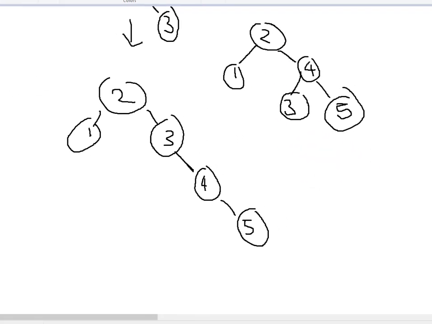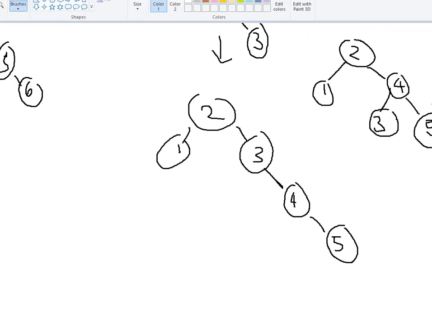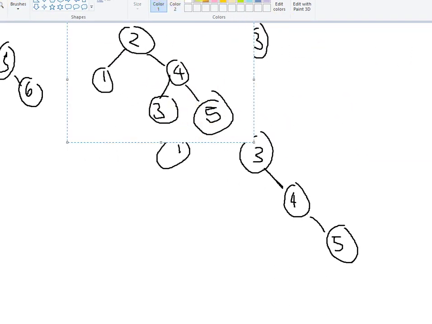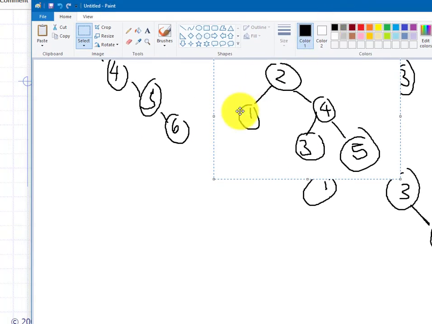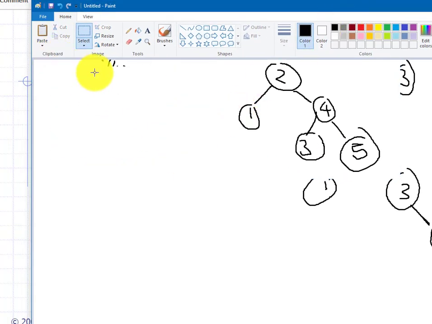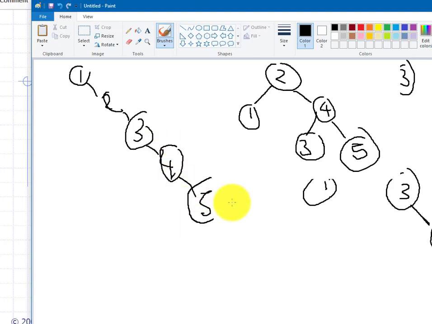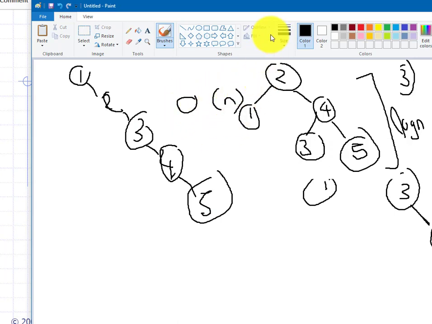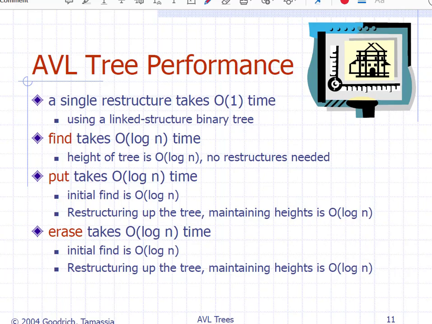But notice here, compare the search time for this and this. Compare the search time looking for 6, for example, or looking for 5, in this AVL tree and in this tree. Just looking for 5, here we just need to go at most log n. Here we're going O(n), which is terrible. So I hope you see the value of using AVL trees.